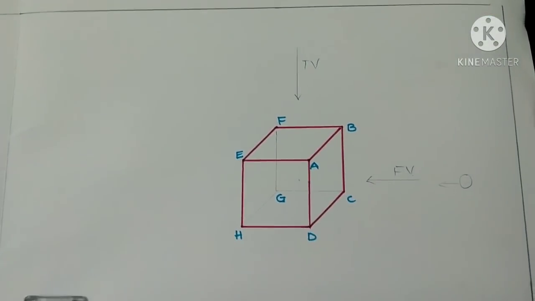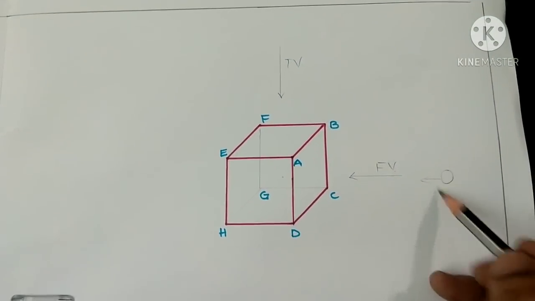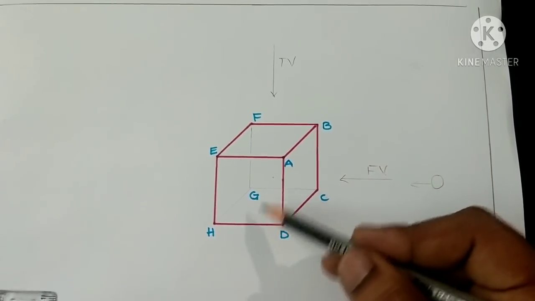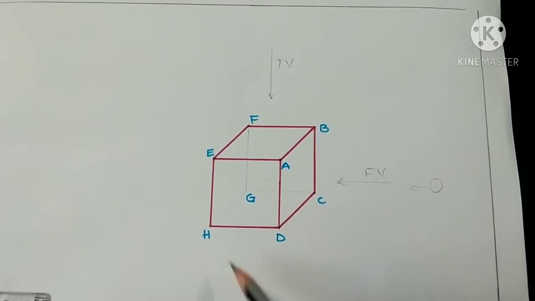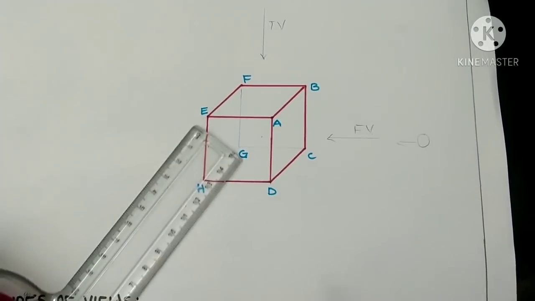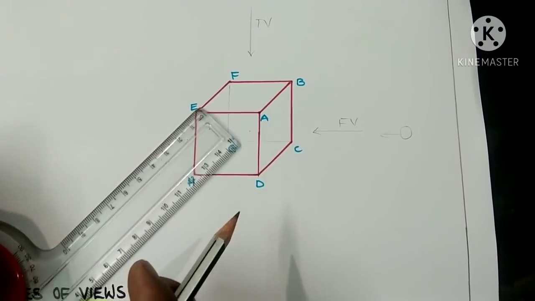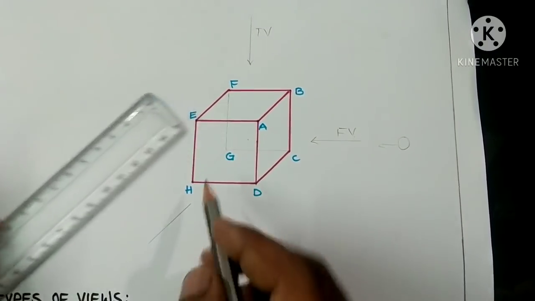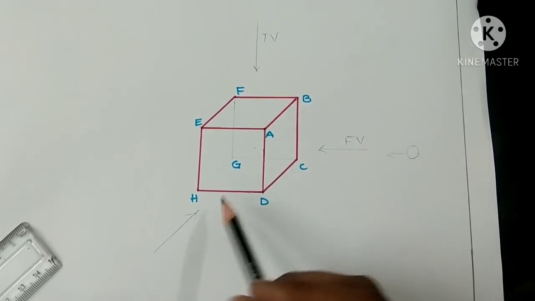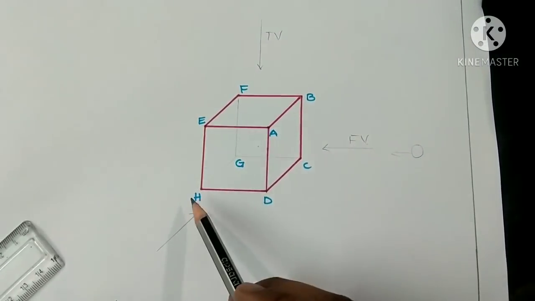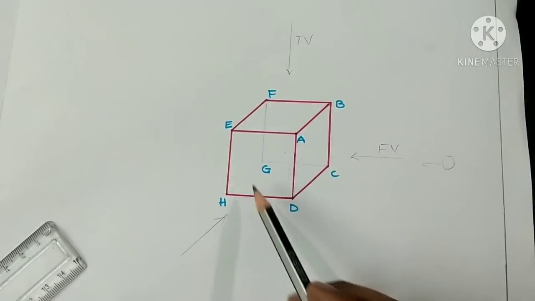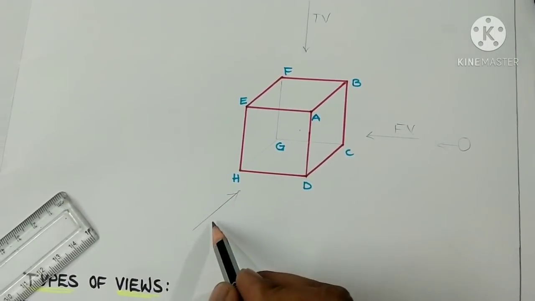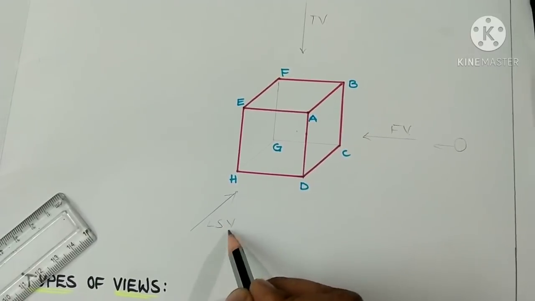And if we come to the side views, this is the position of the observer for the front view. This surface is located on the left side. So we have to see the object in this direction. In that case the AEDH surface is visible in the left side view. This is the left side view.